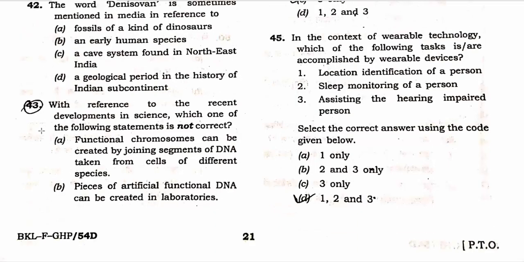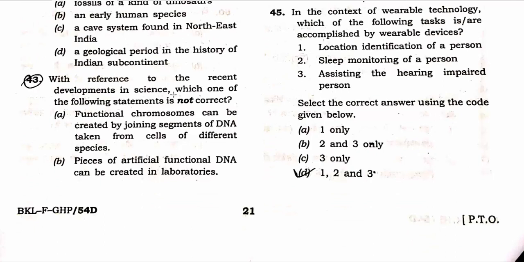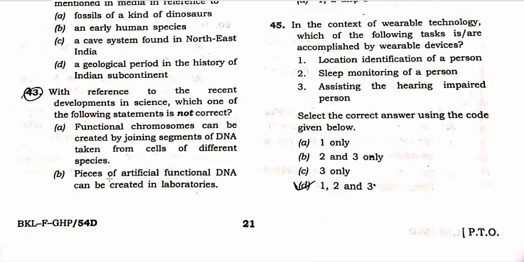One time if you have read it also, you would have been able to get an answer for it. 43. With reference to the recent developments in science, which one of the following statements is not correct? So if you see, first, the functional chromosomes can be created by joining segments of DNA taken from cells of different species. This itself, you will get stuck there, because joining segments of DNA taken from cells of different species just can't be possible. So the first statement itself, I'll keep it as a 50% hold, because I need to see another 3 statements. The pieces of artificial functioning DNA can be created in laboratories. This we can call an artificial, functional part.